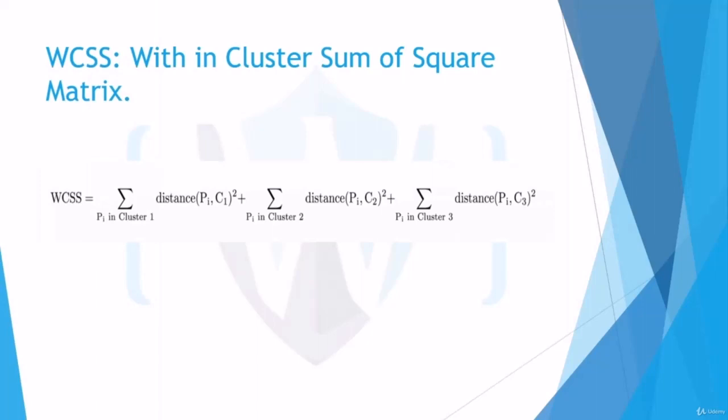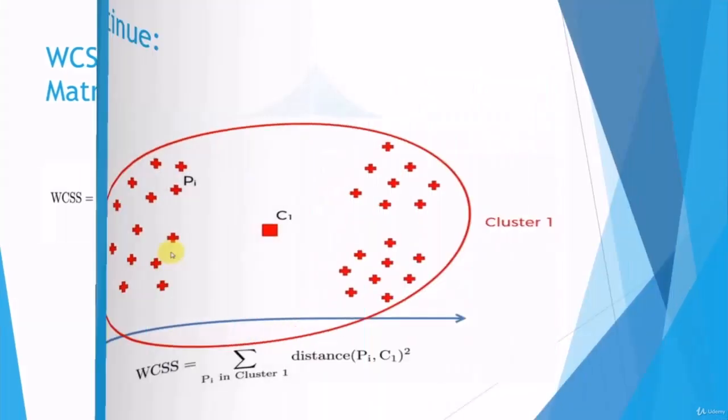For this we will use WCSS, which is the within cluster sum of squares metric, and the formula is given here, which is the summation of the distance between each and every point and its centroid, and then we have to square it. So let's see an example.